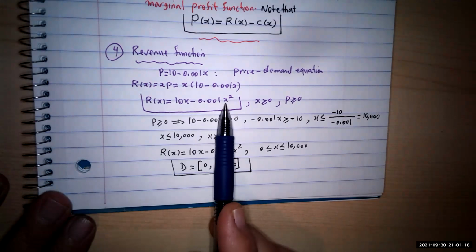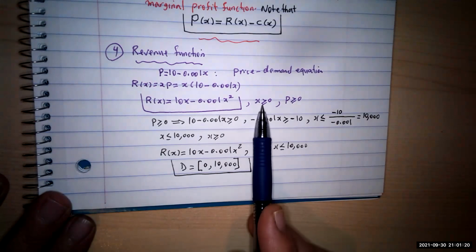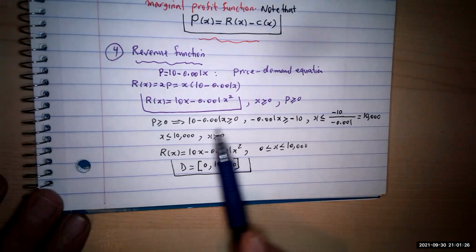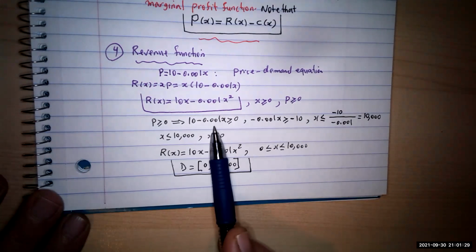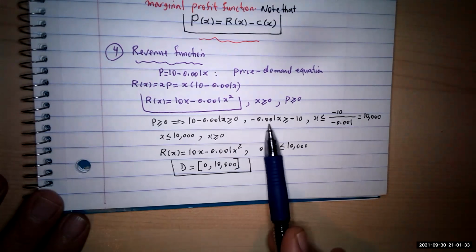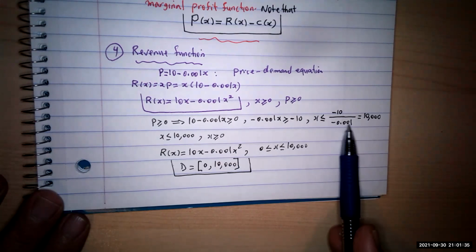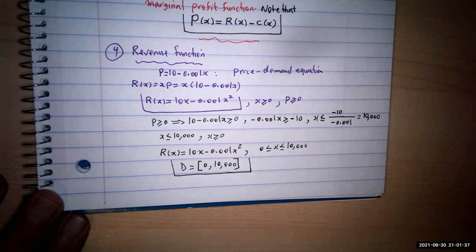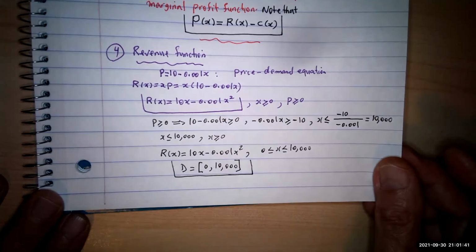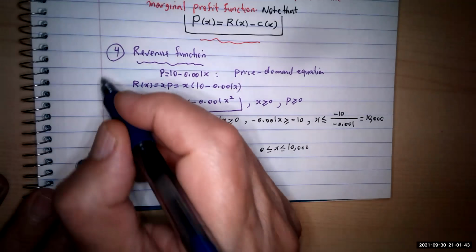You got the revenue function, and there are two conditions. The items must be positive, price must be positive. But the price is 10 minus 0.001x greater than or equal to 0. You move the 10 to the other side of algebra. That gives you quickly the domain of your function. That's the first part. This is the algebra part. That is part 1.